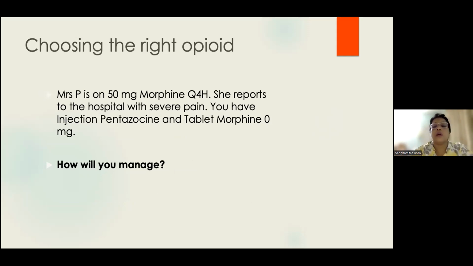Now, there's another scenario here. This particular patient is on 50 milligrams of morphine, Q4H, and she reports to the hospital with severe pain. You have injection pentazocine and tablet morphine. Sorry, it is not 50, it is 10 mg. Please read this as 10 mg. You have pentazocine injection and tablet morphine 10 mg. So how are you going to manage this pain? She comes to you with severe pain and she's already on 50 milligrams of morphine. Any responses?